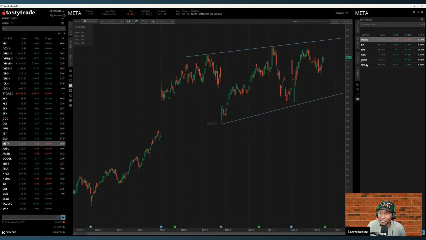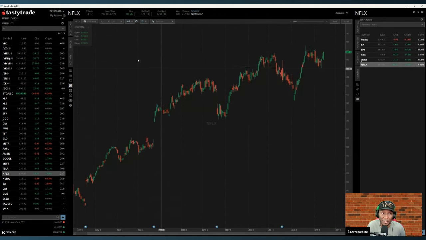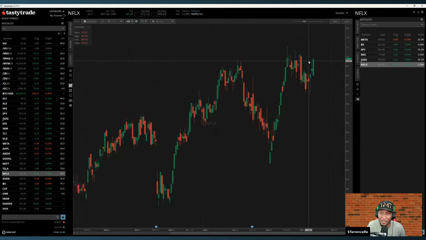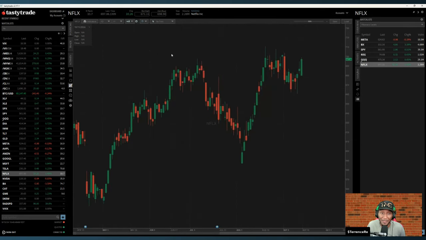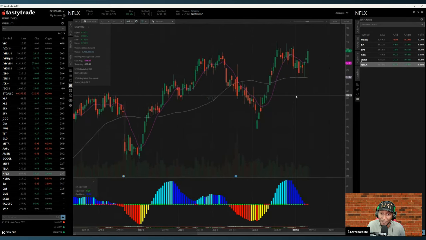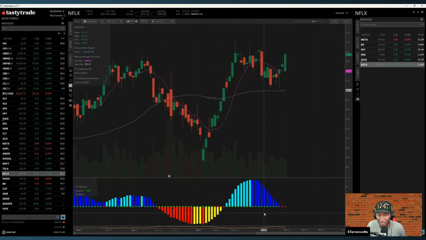And to wind this video up, I want to take a look at Netflix. Netflix is giving us some real good action. We got another Harami. This is nasty work right here. Now, you look down here at the bottom, we got a squeeze indicator. It's red, showing that it's in a range. We can see the range right here.